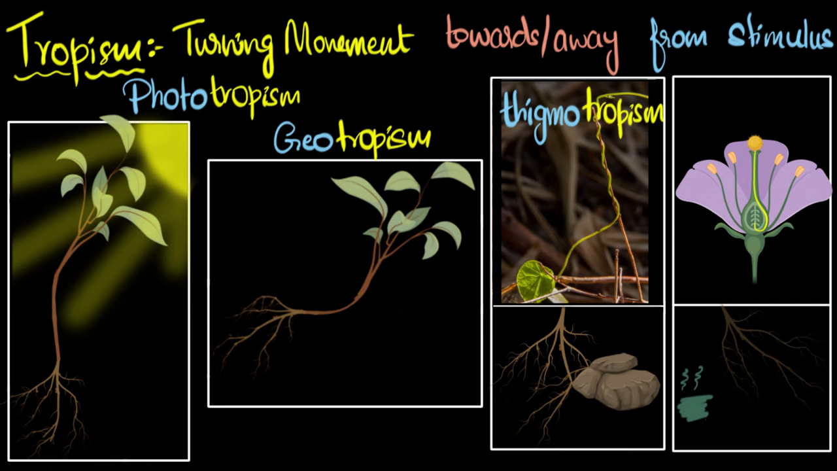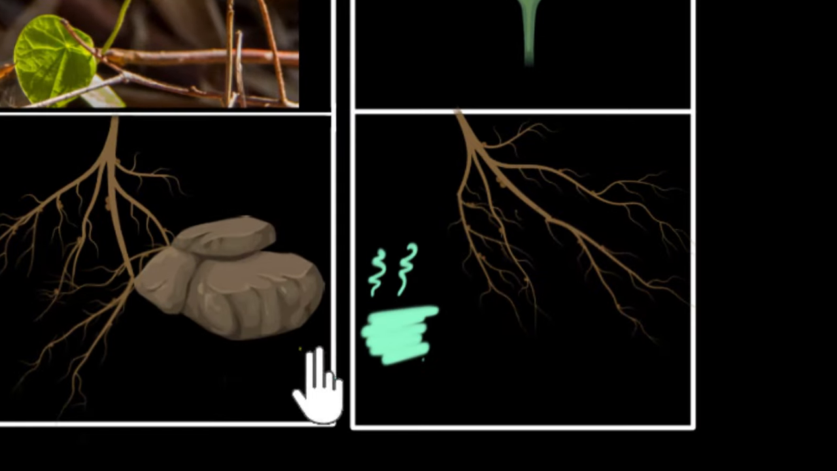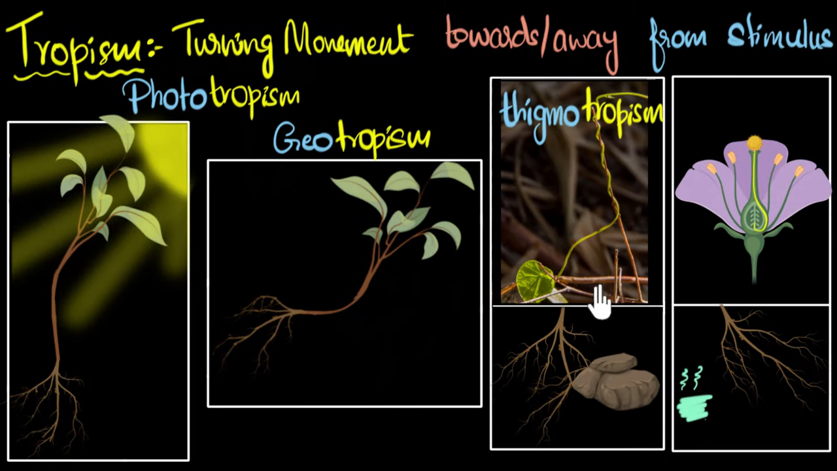Another such example can be seen again in the roots. If there are some harmful substances which release some harmful chemicals, the roots will sense that, and this time they will start growing away from that. So again, this is a turning movement away from the stimulus, the stimulus being some chemicals. So what do you think we should call this tropism? Since this tropism is due to chemicals, we will call this chemotropism.